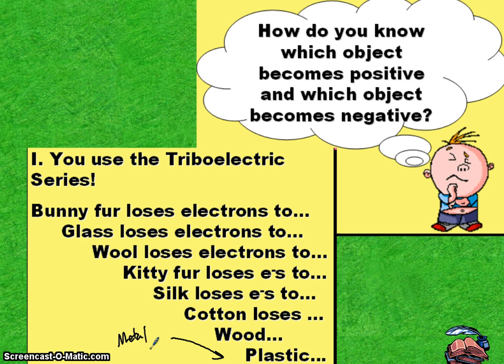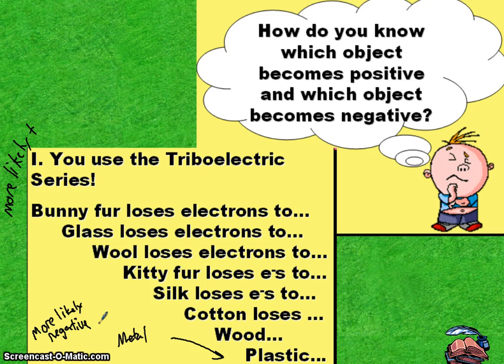The further away things are on the triboelectric series, the more likely it is that they're going to get big charges. So if you rub some bunny fur with glass, the bunny fur will lose its electrons to the glass. So the glass will become negative and the fur will become positive. Okay, so the things up here are more likely to lose electrons, so these things are more likely to be positive. And then down here, things are going to be more likely to be negative. Okay, down at the bottom end.